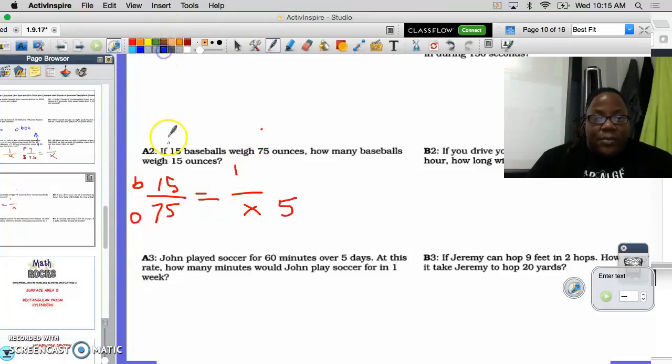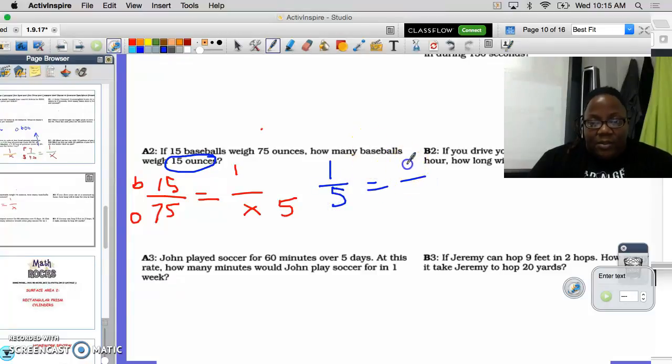All right, but remember it's asking us how many baseballs would weigh 15 ounces. So we're going to take our one ball, 5 ounces, and figure out how many balls would weigh 15 ounces. Cross multiply divide. 1 times 15 is 15, right? And then 15 divided by 5, of course, is 3. X equals 3.